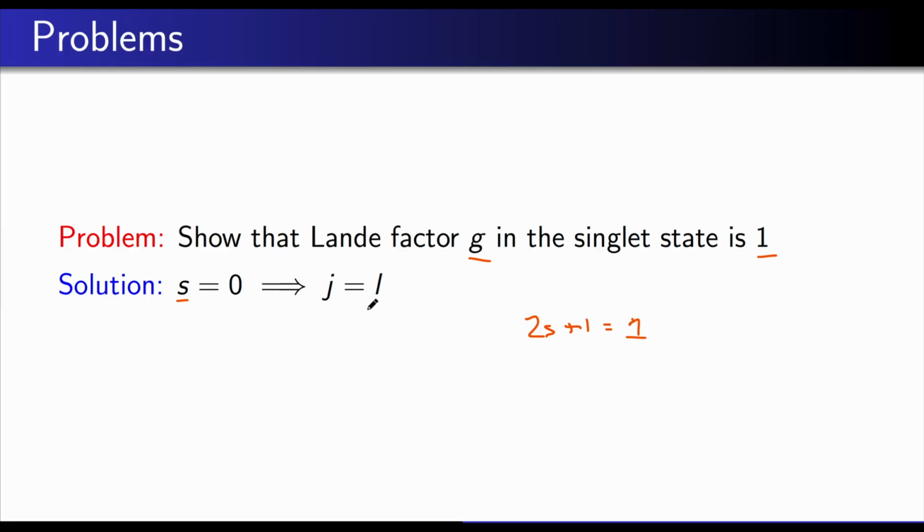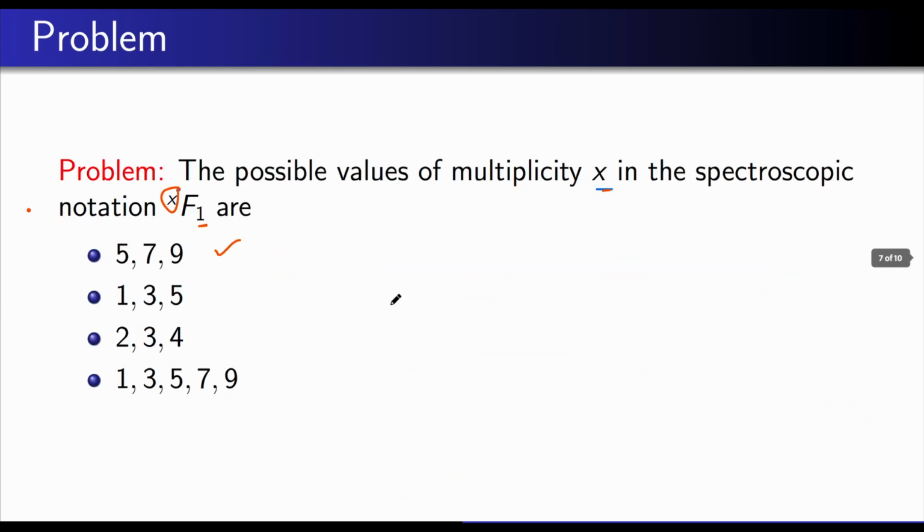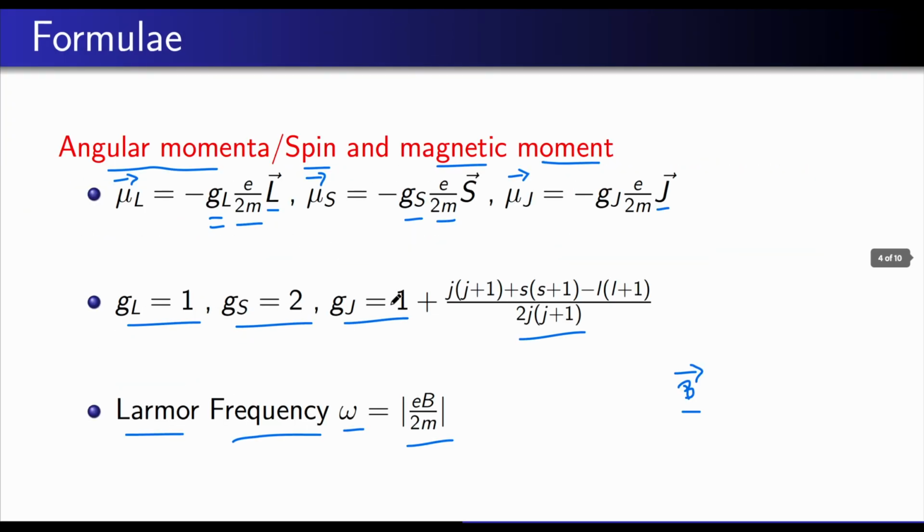And for a singlet state, J and L are identical, and then we just have to substitute in the expression for this g_L, and we'll get the value of the Landé factor.